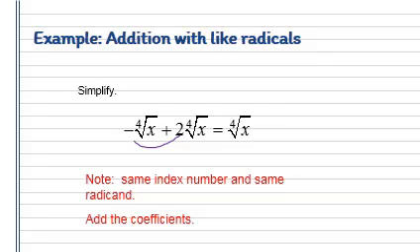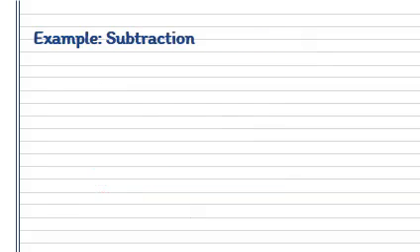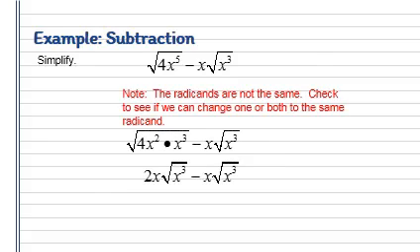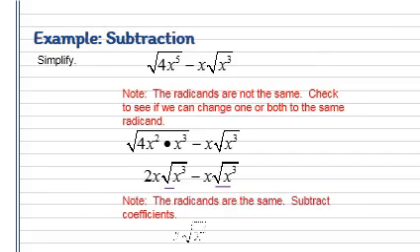The same thing is going to happen in subtraction. Whenever you have like radicals, you can subtract them. Look at this. We still have the same radical, because I need to simplify the first one. So the first one we can change into 2x radical x cubed minus x radical x cubed. Now I have the same radical with the same index, so I can subtract them. 2x minus x is x radical x to the power of 3.